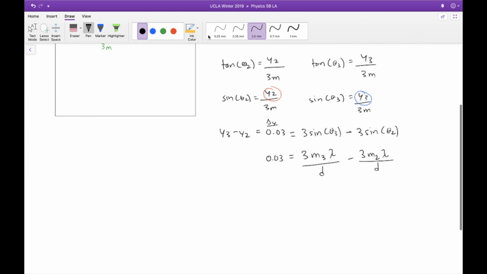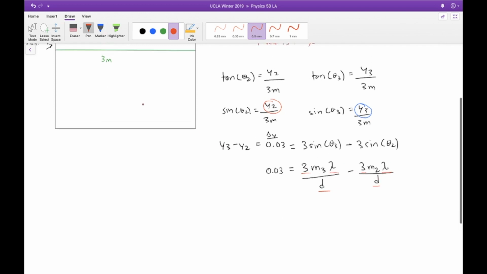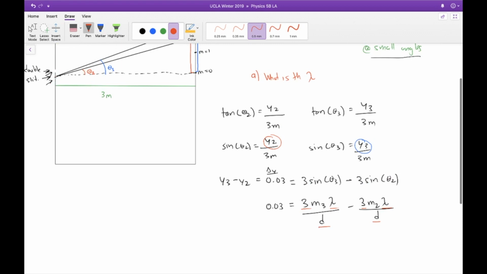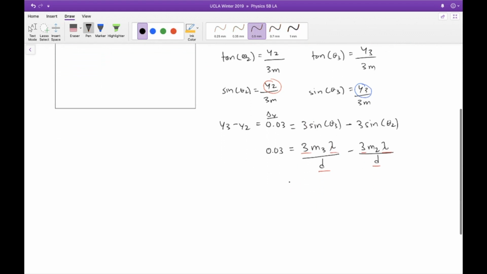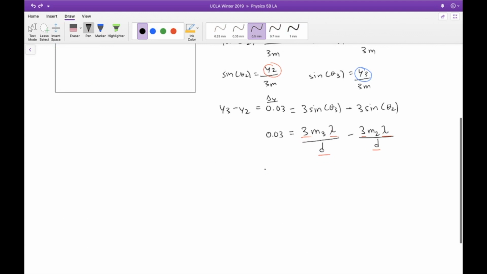Now, I can factor out a few things because d, 3, and lambda are all going to be the same. D is obviously the same because it's the double slit where they all originated from, so that's constant. Lambda is also constant because you put in one certain type of light, maybe a red light, a green light, doesn't really matter, but it's the same wavelength. And 3 is obviously just a constant. So I'm going to go ahead and factor that out. Let me scroll down a little bit. So you have 0.03 is equal to 3 lambda divided by d times m3 minus m2.